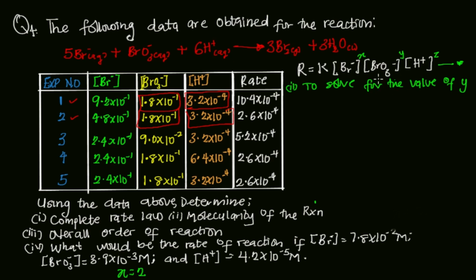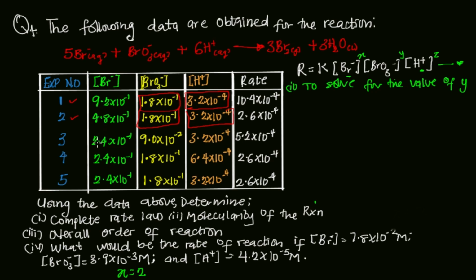So in order for me to solve for the value of y, which happens to be the power with respect to the bromate ion that we have here, I have to pick equal values for x and equal values for z, so I can cancel them out. So in that case, let's check the equal value of x that we can have in this case. Let's check the first one.